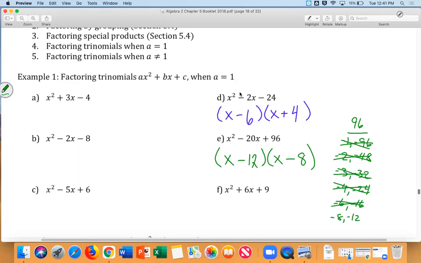All right, what are the factors of 9 that add up to give me 6? 3 and 3. What was it, Jake? We're on F, right? Yeah. Oh, I guess you could do 3 maybe. It is 3. It's x plus 3 times x plus 3. Not bad, right?